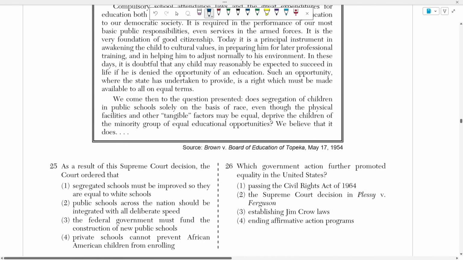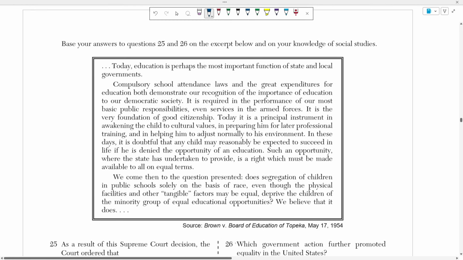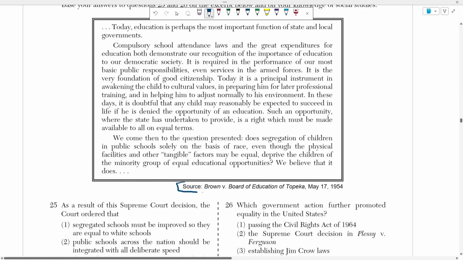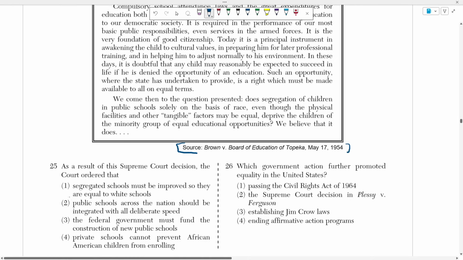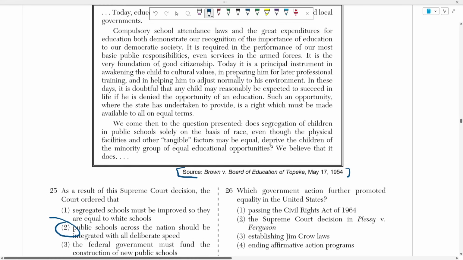So 25 says, as a result of the Supreme Court decision, the court ordered what? Well, we don't need to read this. We can just read the bottom right here. It says Brown v. Board of Education of Topeka, right? So Brown v. Board of Ed pretty much said that everyone has an opportunity to education, right? So it's saying that public schools across the nation should be integrated with all deliberate speed, right? So it's unconstitutional to make certain schools in certain areas underfunded compared to other schools, right?